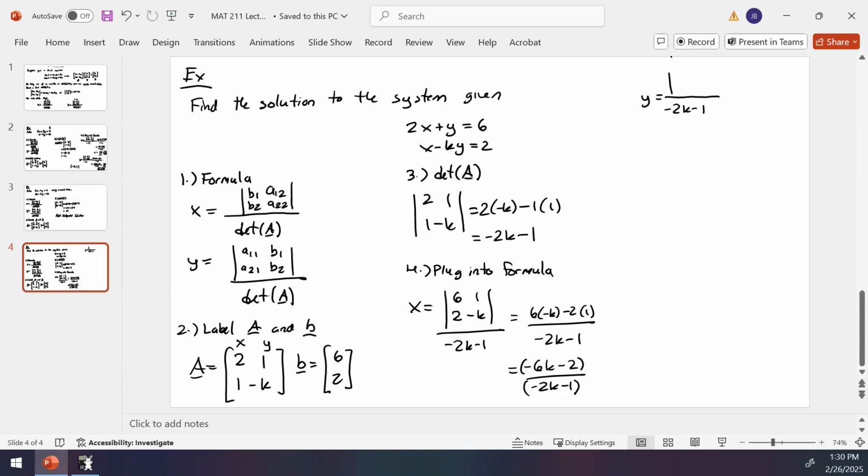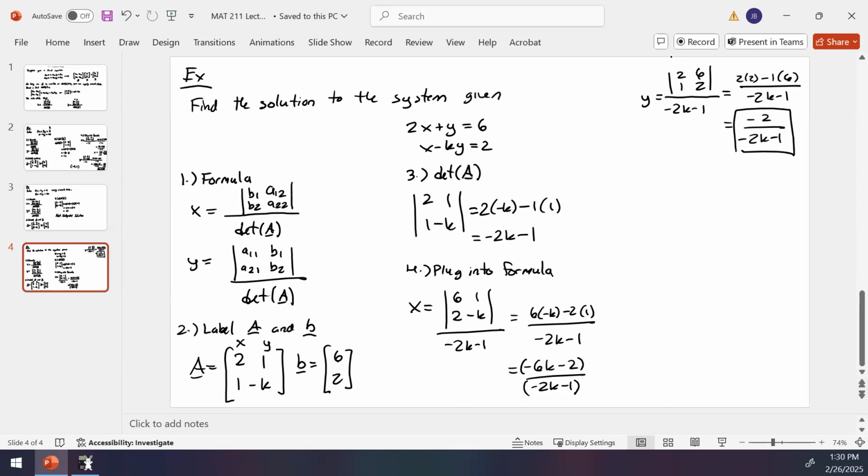So A1 and A2 are there, and then we replace it with B1 and B2. So no K variable here, which is nice. So 2 times 2 minus 1 times 6 over minus 2K minus 1. And so we get 4 minus 6, which is negative 2. Again, cannot simplify that. Just leave it alone.